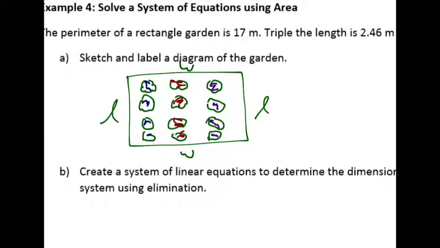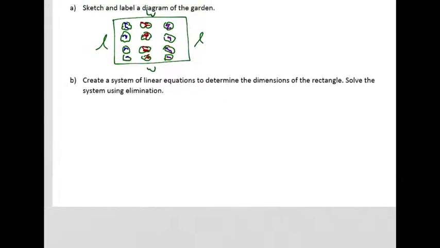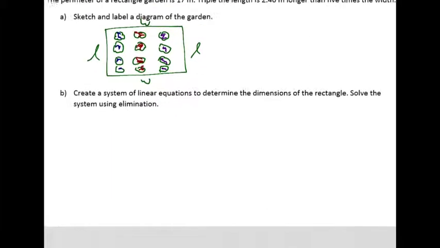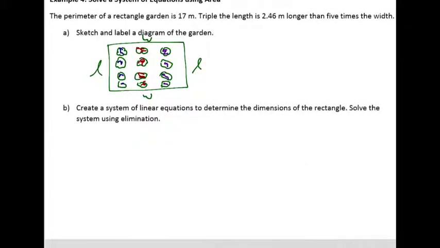Okay, enough jokes. They're like, do the math, Mr. Greenlaw. Create a system of equations to determine the dimensions, the length and the width, of the rectangle. Based on the information they gave you, can you tell me a system? Let's start with the first sentence. The perimeter is 17 meters. So P equals 17.